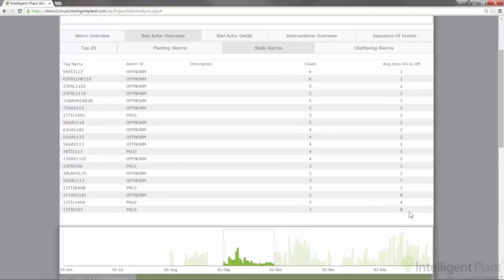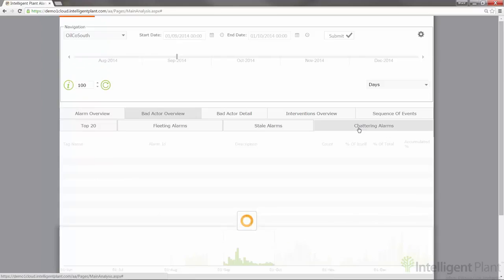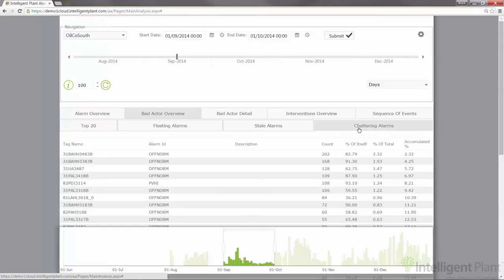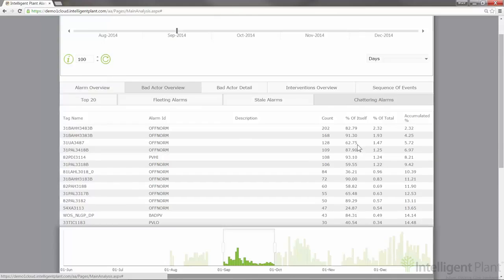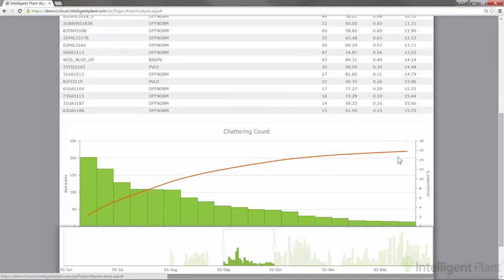The other type of alarms we can look for are chattering alarms. Chattering alarms are those that come in and out at a very high frequency. Precisely, this is 3 enunciations within a minute. Generally, these occur when a process variable is very close to its alarm setting and there is insufficient deadband or damping. And again, we accumulate them to see the total effect.